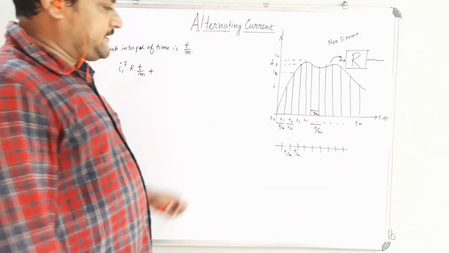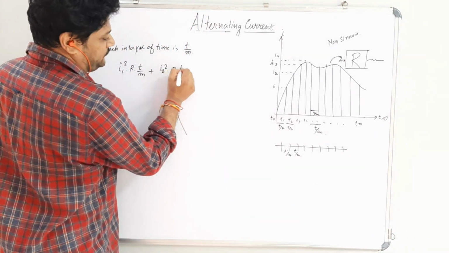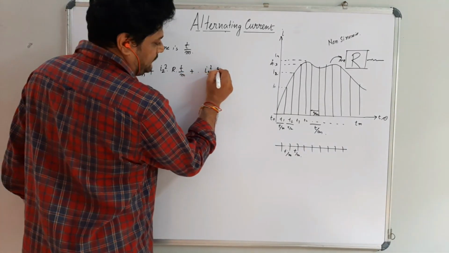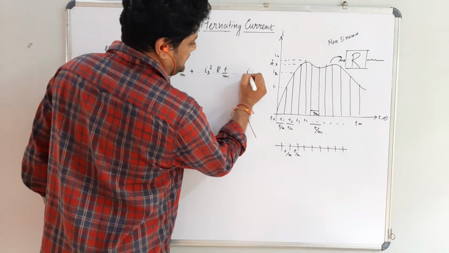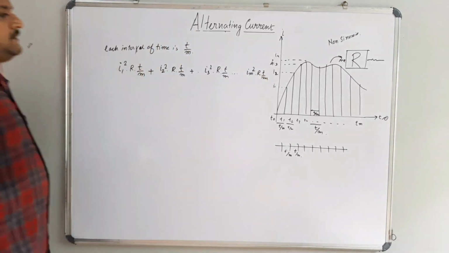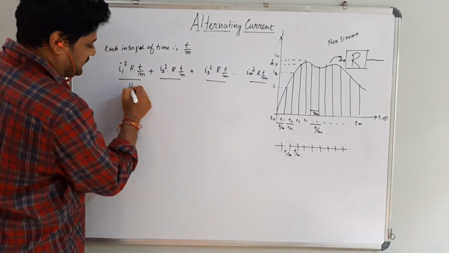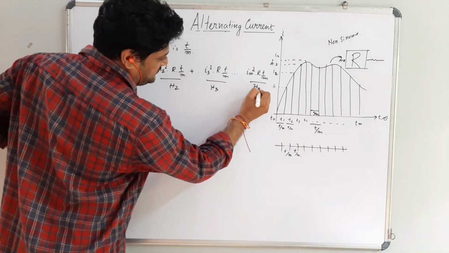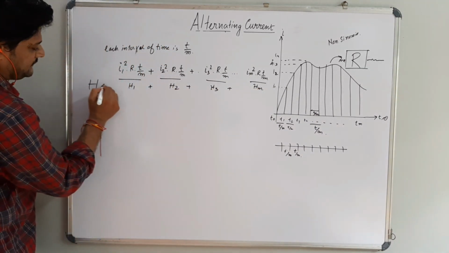Now in the second interval, it is I2 square R into T by M, plus I3 square R T by M, up to IM square R T by M. At each and every instant of time this amount of heat is produced. That is H1, this is H2, this is H3, this is HM, like this. You can add all of these, then you get the total heat H.